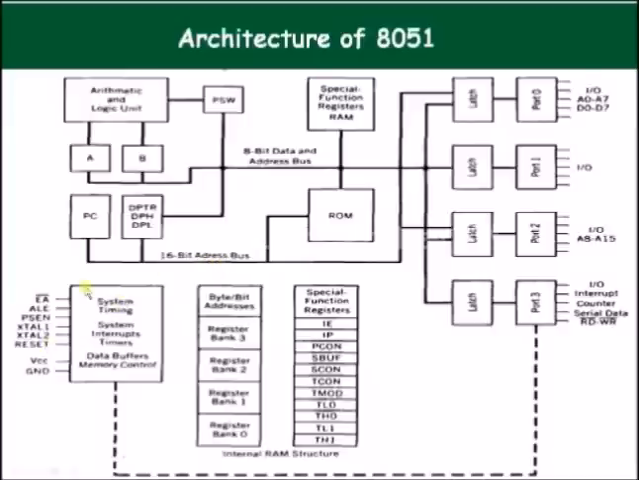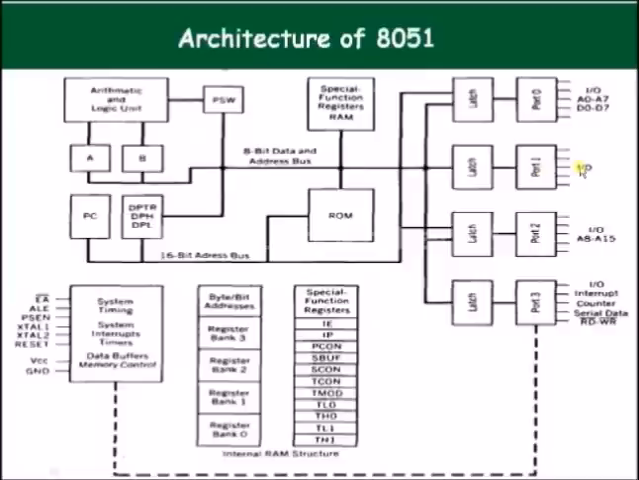Okay, and apart from those things, it also contains one system timing and control unit, which is responsible for generating some of the signals, and we have 4 ports: port 0, port 1, port 2 and port 3. All these 4 ports are provided with some internal latches, and here port 0 can act as address as well as data lines, and it can also act as input output lines.